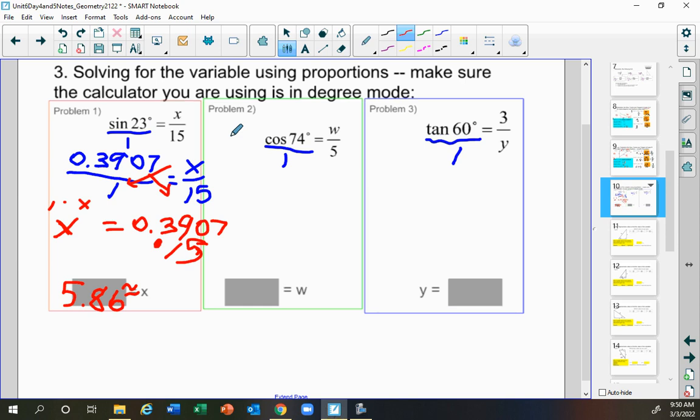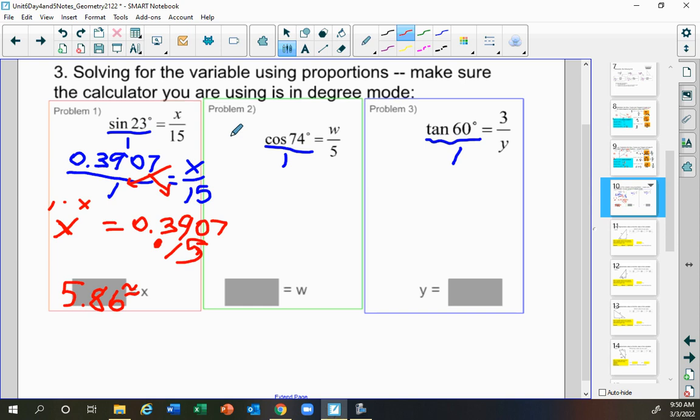All right, questions on the first part. And again, we know how to solve for proportions at this point, right? Okay, what about the second one? What's the first thing we need to do right away with a cosine of 74? What do we have to do?